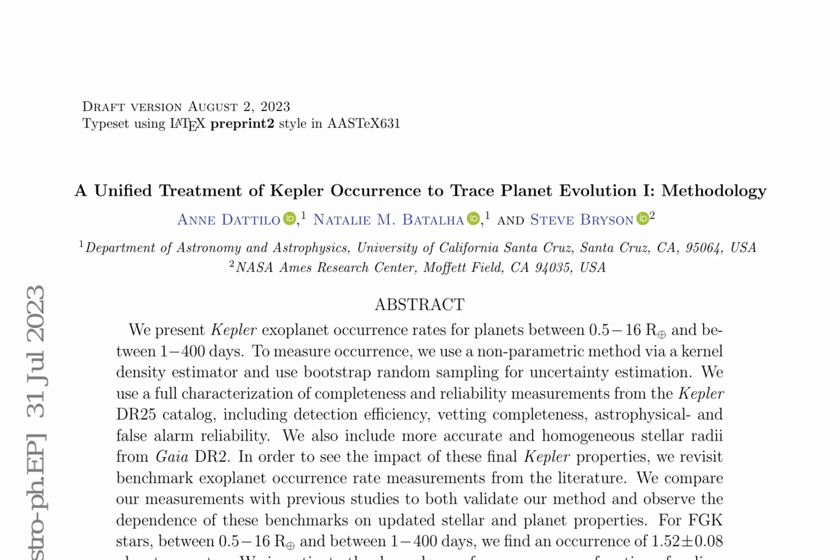Between 1400 days and 0.516 R⊕, the measured occurrence rate closely matches the input rate of 1.0 planet per star within each grid cell, with a value of 1.04 plus or minus 0.06. However, outside this range, the occurrence rate is systematically lowered due to KDE edge effects.